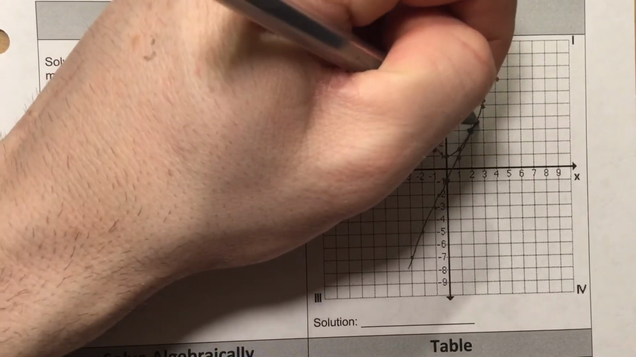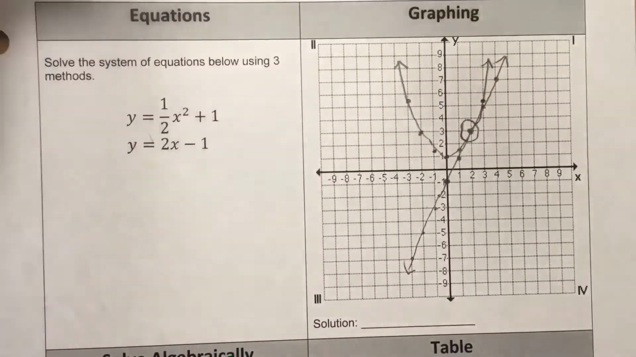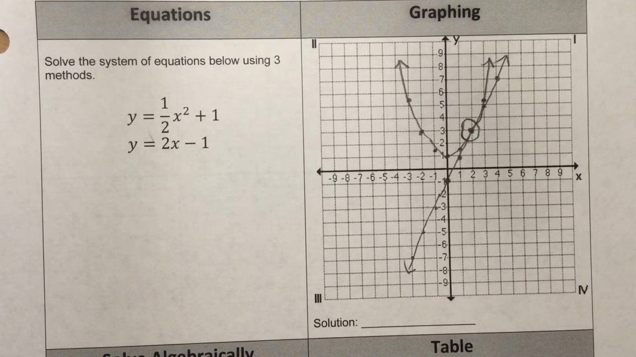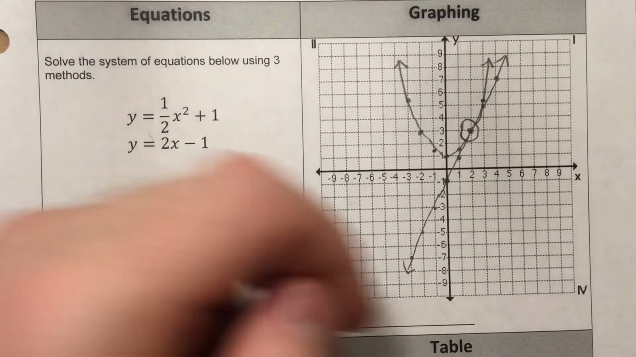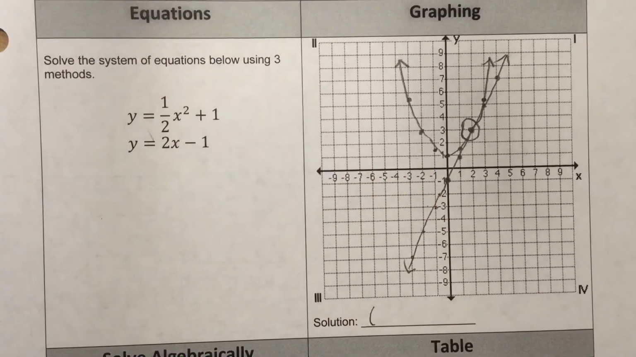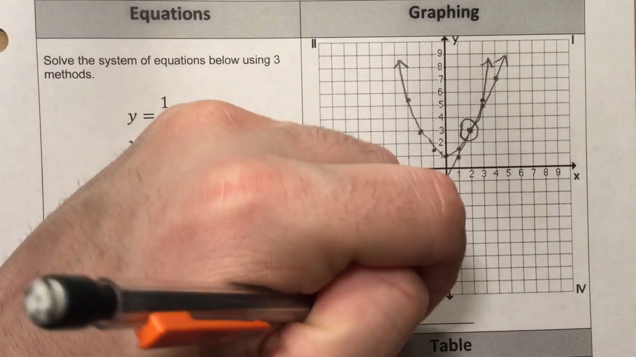And what happens is they just barely touch right here. They touch at that one spot only. They come close at other spots, but they don't actually touch. So I have one. Remember, the solution is the point of intersection, so I only have one point of intersection right here, which is (2, 3).